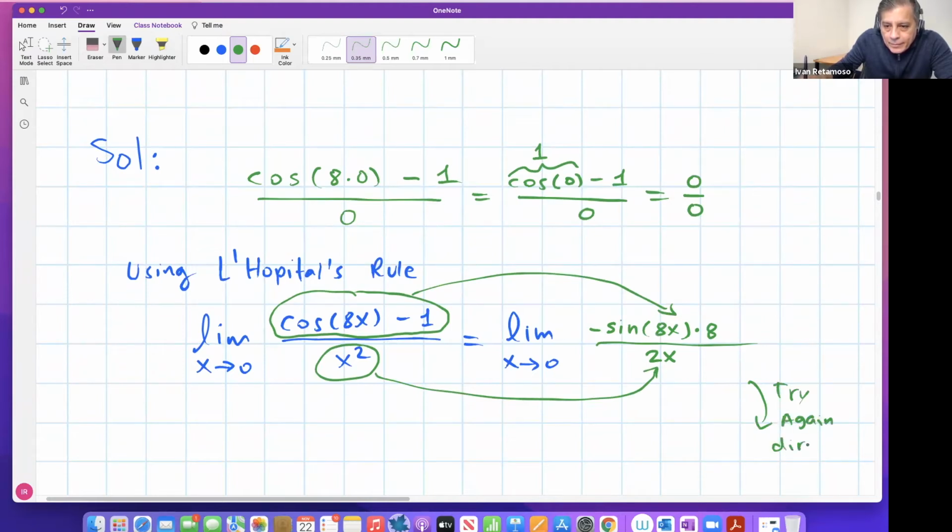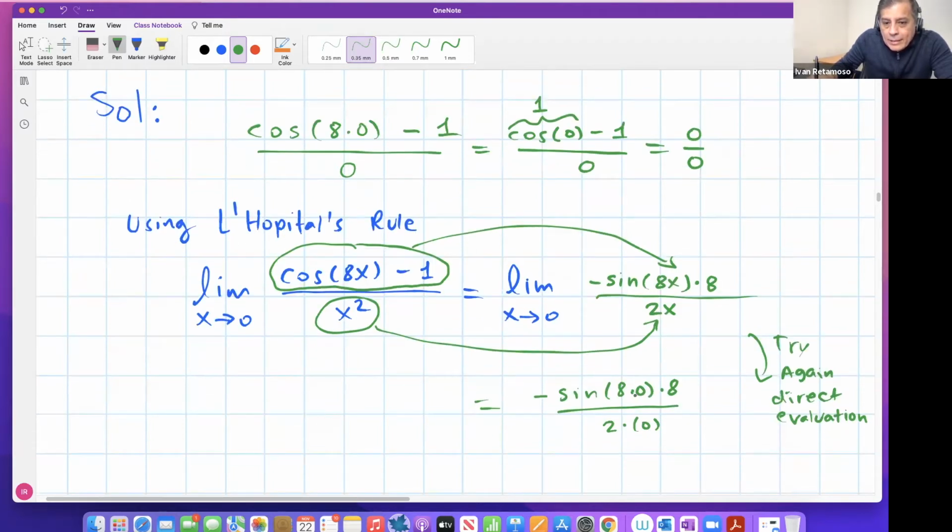Now try again. Try your direct evaluation again. If you do that, you're going to get a surprise here. Look, sine of 8 times 0 times 8 times 0. What is this? Sine of 0 again, 0. 0 times 8, 0. 2 times 0, 0. 0 over 0.